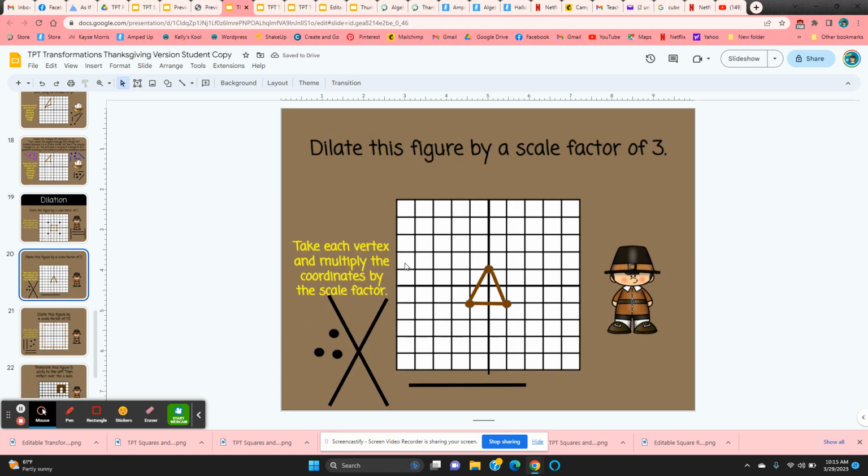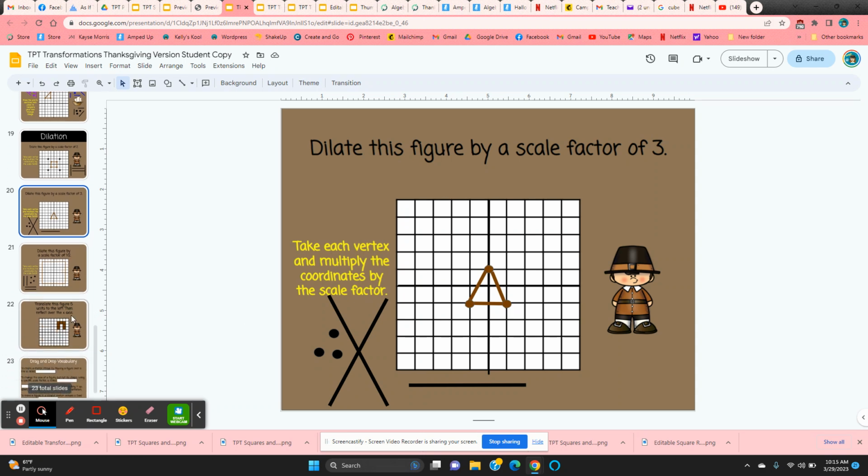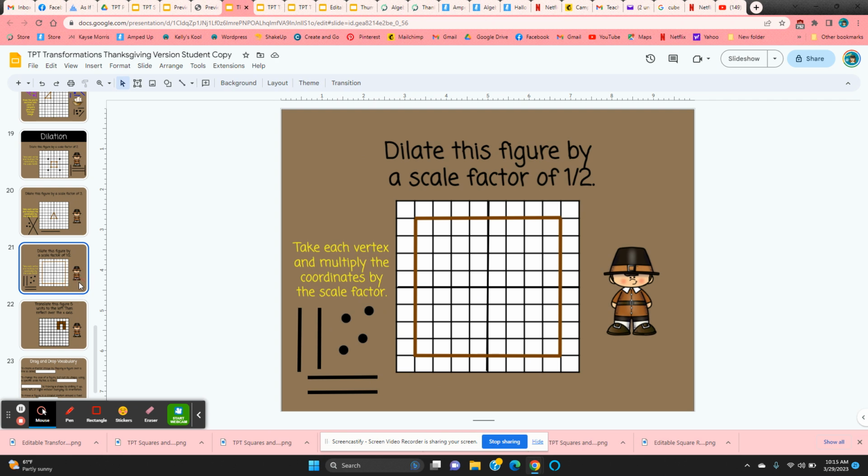They're going to do the same thing with this triangle, this time with a scale factor of 3, which means that each one of these points, you're going to take the coordinates and multiply them by 3. The next figure has a scale factor of 1/2. Now, when the scale factor is a fraction less than 1, that means the new figure is going to be smaller. So you're going to take each of these coordinates in the corners, and you're going to multiply by 1/2 or divide by 2.